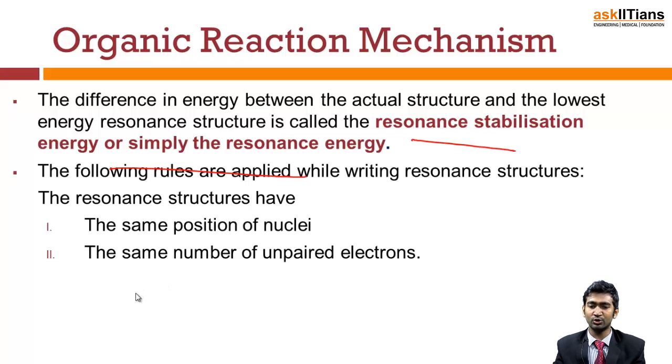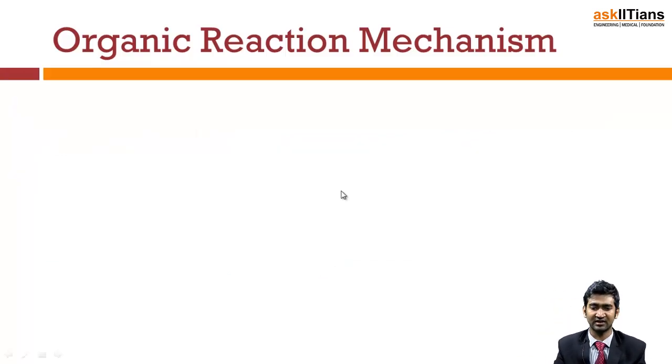These are the rules which apply to resonating structures. Resonating structures have the same position of the nucleus, meaning the central atom will be the same, and the same number of unpaired electrons. Only the electrons get transferred here and here. Everything else will be the same.